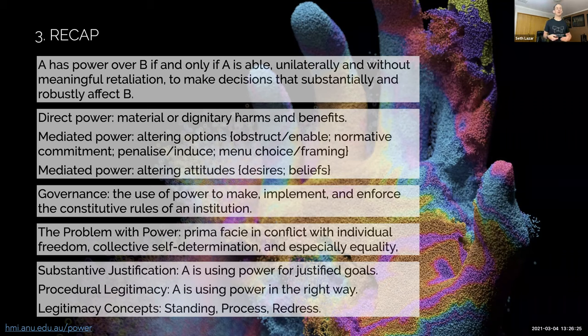So I talked about governance. I like my definition of governance: the use of power to make, implement, and enforce the constitutive rules of an institution. I think it's useful to distinguish between that and other kinds of power. Think about the way in which a targeted ad influences your beliefs and your preferences. That's a kind of power. It's not really a governance kind of power. It's a different kind of thing. It's trying to, broadly speaking, manipulate you for the sake of realizing a profit. It's worth distinguishing between that and what justifies that versus enforcing the constitutive rules of an institution, stopping people from harming one another.